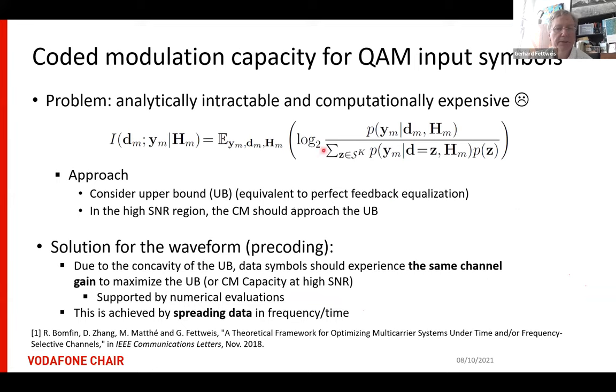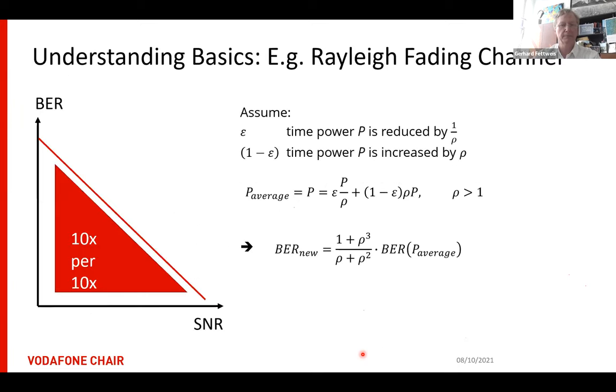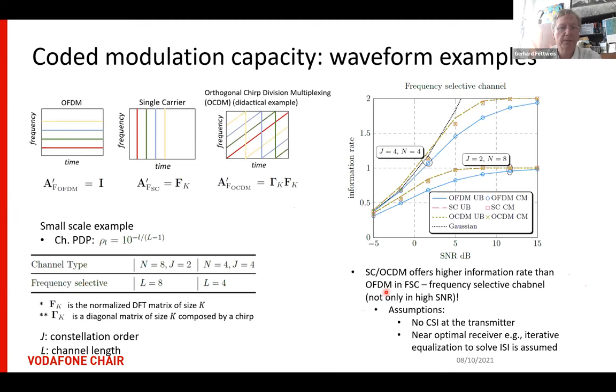The solution, however, is of course to do pre-coding in case we know the channel. And if we then look at the solution for this waveform that was to be optimal, and look at the upper bound that we've derived and shown in this paper, you can see that what comes out is what I mentioned before. On slide 12, yes, what is clear from this basic understanding is that in this case we do get a hit. That means the coded modulation capacity of different waveforms is different in these time frequency selective and spread systems.